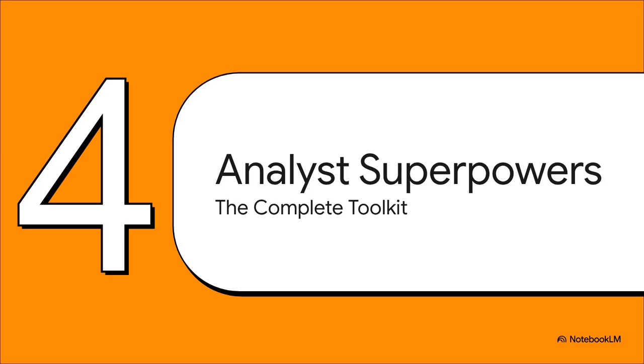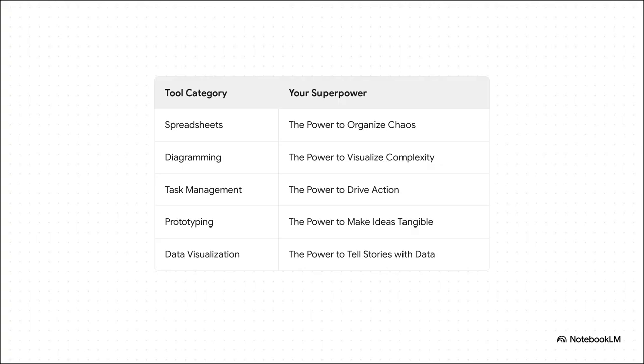So let's pull this all together. The goal isn't just to know the names of a bunch of software. It's about understanding the unique power that each one gives you. Think of them as your analyst superpowers. Think about the whole journey we just walked through. You start by organizing chaos with spreadsheets. Then you visualize complexity with diagrams so everyone shares the same vision.